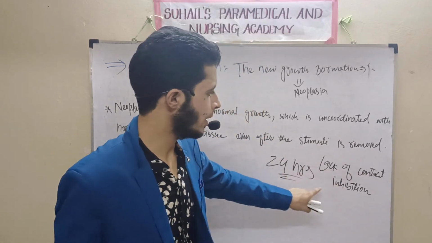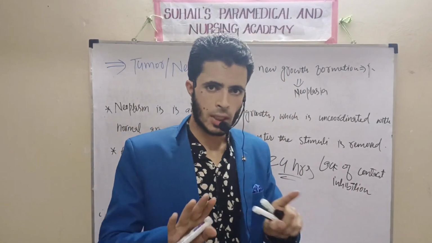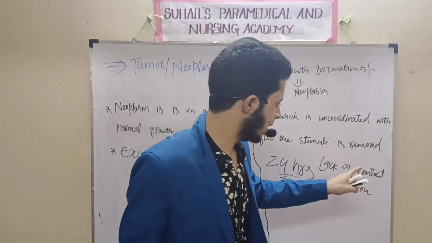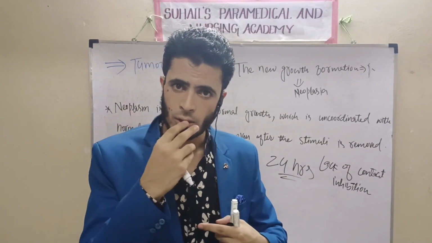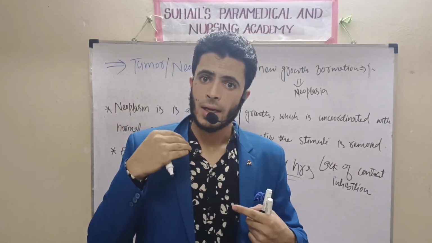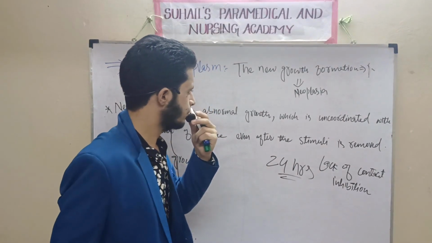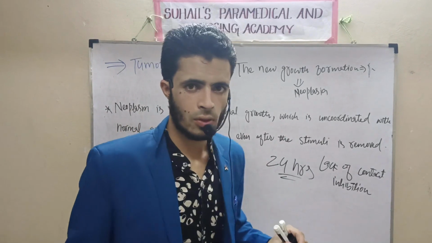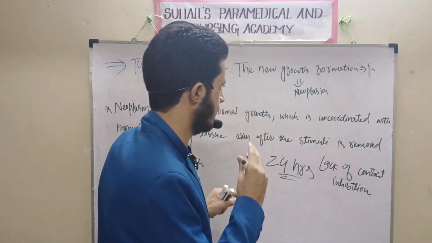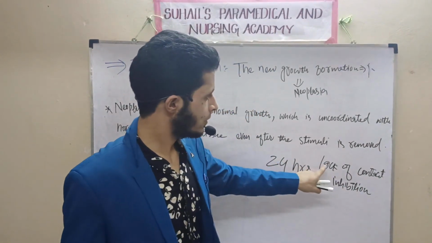But in the case of tumor, there is no coordination. There is a lack of contact inhibition. There is no contact between the cells, so the cells grow excessively. When cells grow excessively, they are uncontrolled in their division.